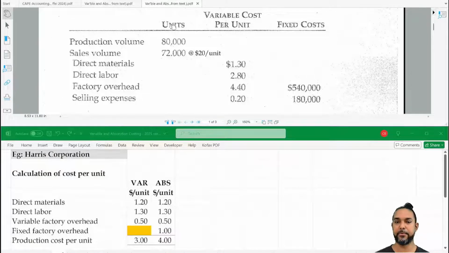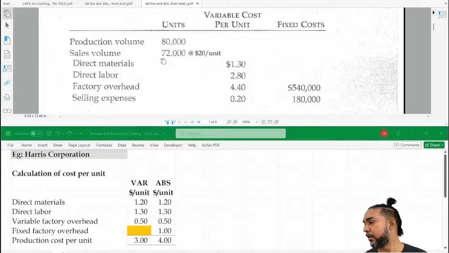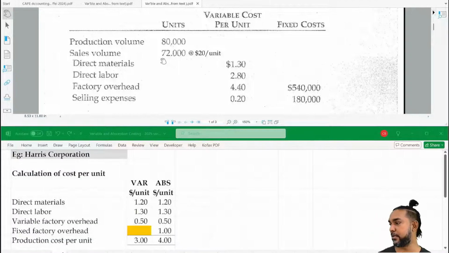We have three columns: units, variable cost per unit, and fixed costs. We have production volume of 80,000 units and sales volume of 72,000. I know it looks like a decimal place there, but I guarantee you it's not 72.000, it's 72,000. That's a little typo on their part. And I added in the $20 per unit because we're going to come to that a bit later when we do the absorption costing income statement.